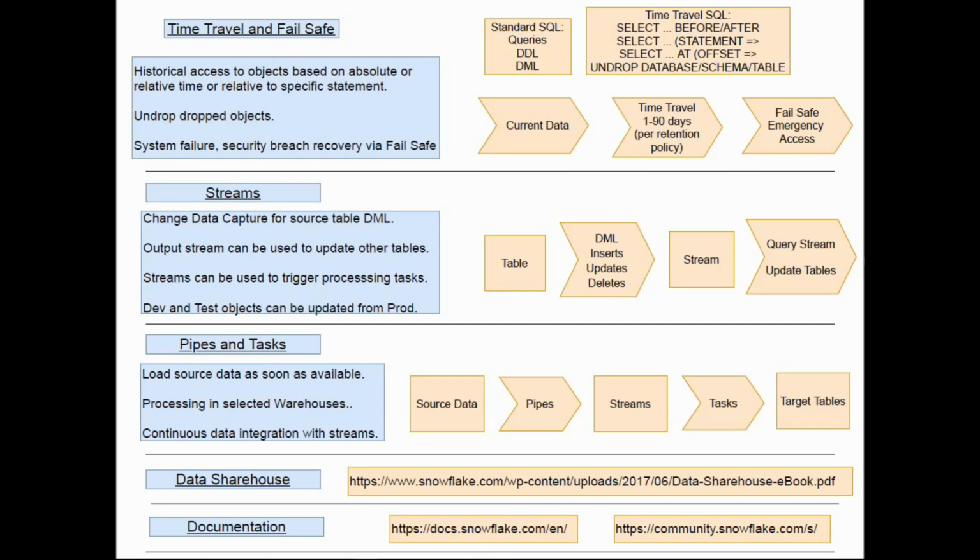Snowflake pipes can be created to continuously load data files as they are created in cloud staging areas. Snowflake tasks are scheduled to run commands or call stored procedures. They can be triggered as data is inserted into a stream object based on table updates and can also be constructed into task trees with parent-child dependencies.